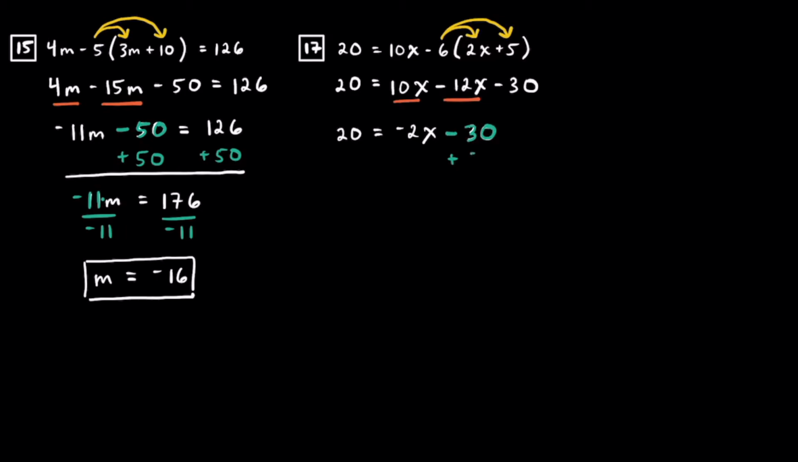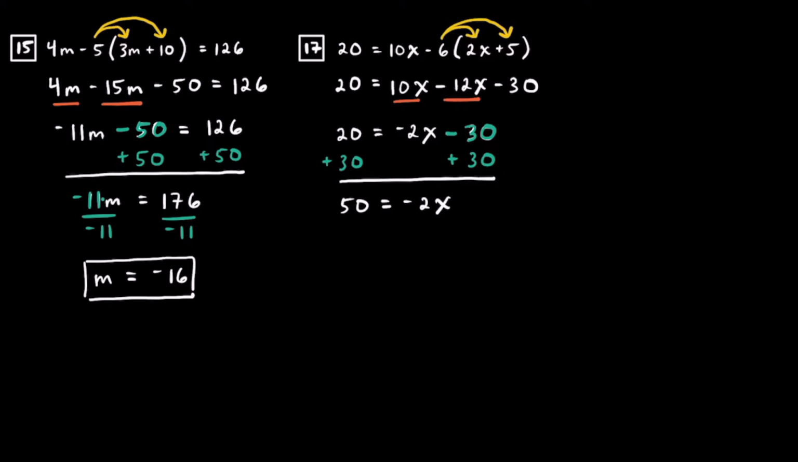And go ahead and add 30, because that's going to be the opposite. And we'll do that to the left side to be consistent and be fair to both sides of the equation. On the left side, 20 plus 30 is going to equal 50. And on the right side, we have this negative 2x plus 0, but I won't write that plus 0.